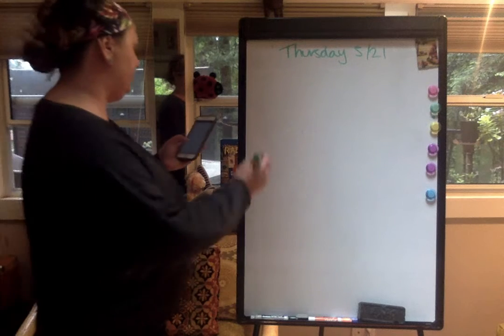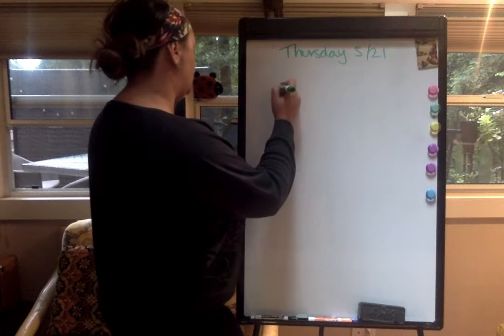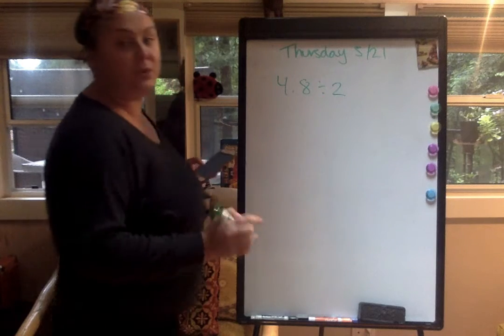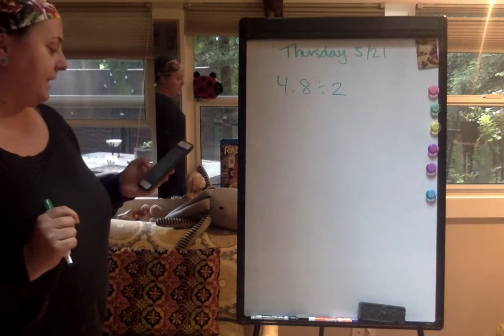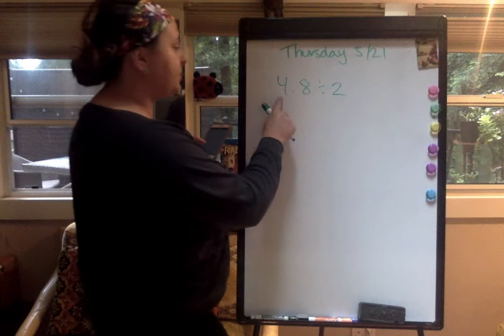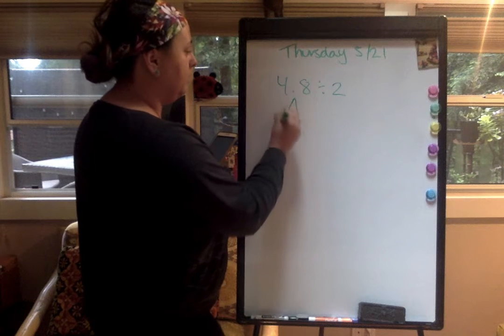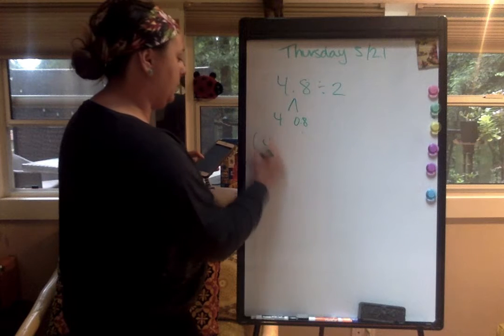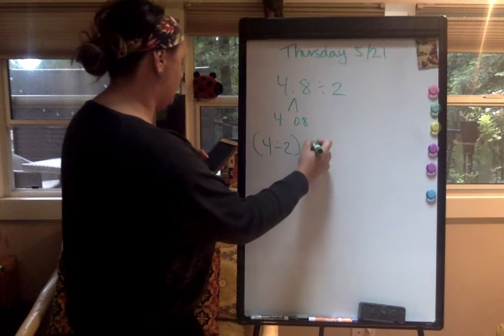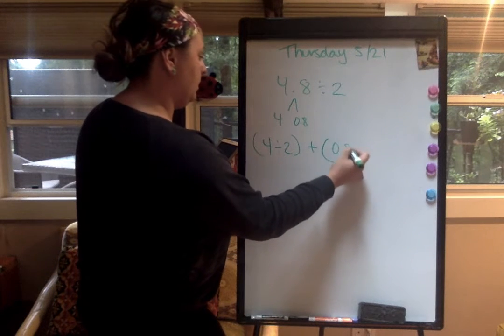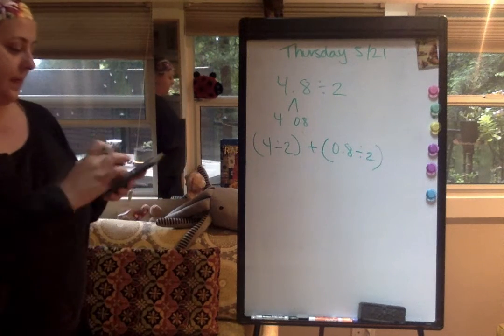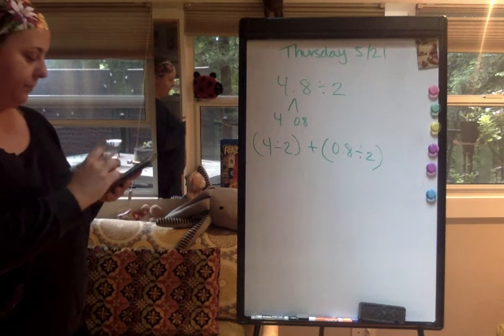Which expression shows how to find the quotient of 4.8 divided by 2? This is exactly what we looked at yesterday. So what this is really saying is 4 divided by 2 plus 8/10 divided by 2. So it's that first option right there.